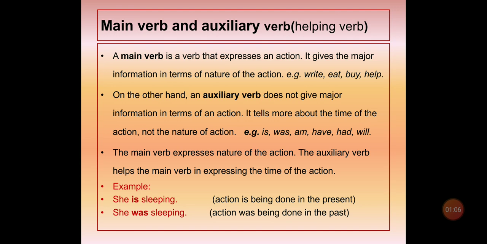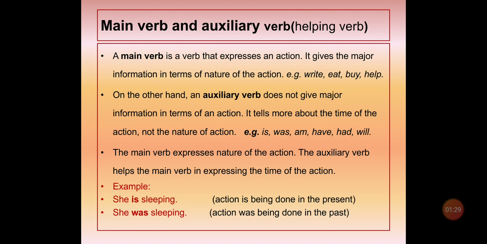Walk, sit, stand, all these are action words. And action words are called the main verb. On the other hand, an auxiliary verb does not give major information in terms of an action. It tells us more about the time of the action, not the nature of the action.